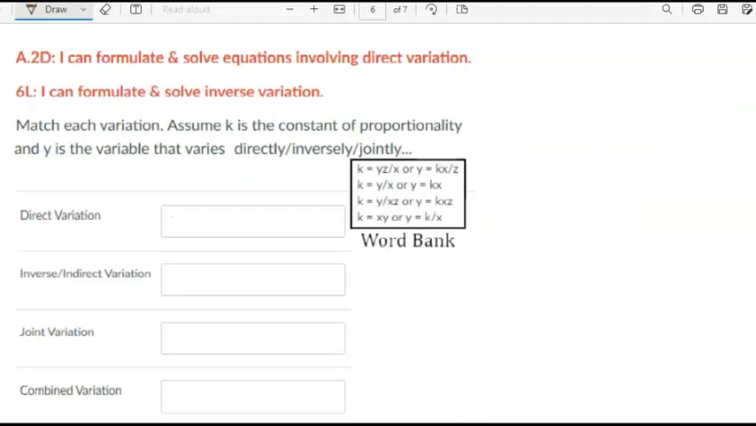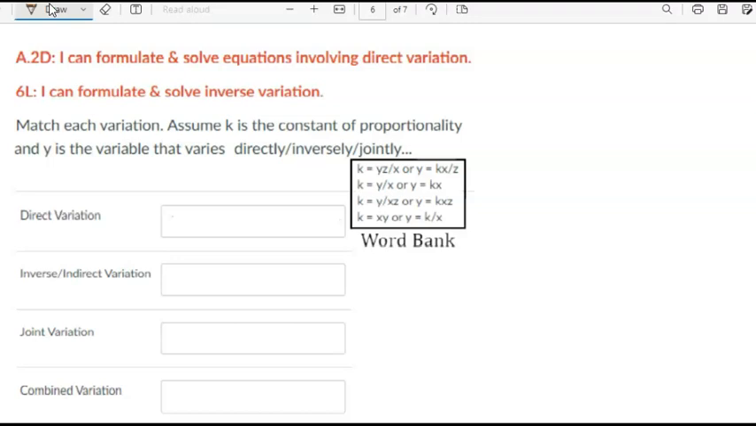A.2d. I can formulate and solve equations involving direct variation. 6L. I can formulate and solve inverse variation. Match each variation. Assume K is the constant of proportionality and Y is the variable that varies directly, inversely, jointly, etc.